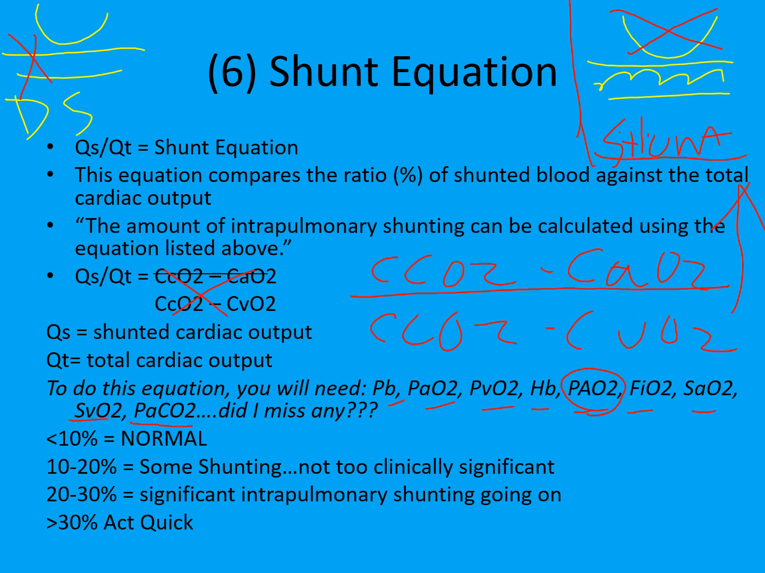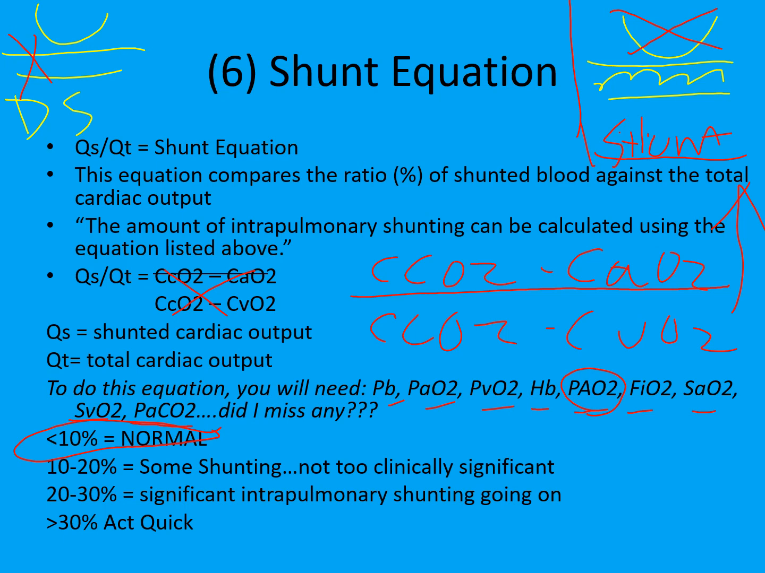So anything less than 10% is considered within normal parameters. Normal for baseline you and I is 3 to 5%, because that's what's left over from fetal circulation. But when we're looking clinically at the bedside, less than 10% will be considered non-significant.